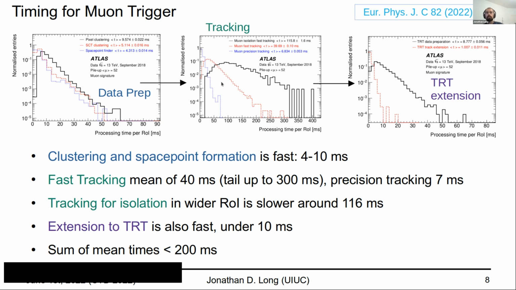If we want to run isolation, that's actually fairly slow, on average more than 100 milliseconds, and that's because it's run in a very wide region of interest. So you have a lot more clusters to deal with. And then finally, that extension into the TRT is again pretty quick, on average less than 10 milliseconds. So if you sum up all of the means, it comes out to a little bit under 200 milliseconds. So overall, pretty quick, though not as quick as you've been hearing about running on GPUs and so forth.